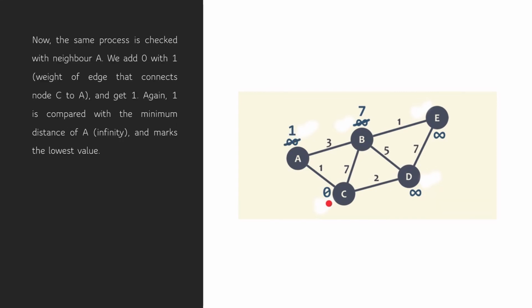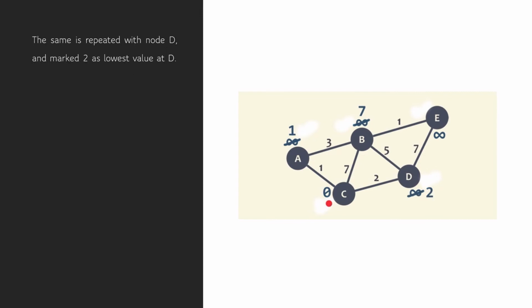Now the same process is done with neighbor A. We add 0 with 1, the weight of the edge that connects node C to A, and get 1. Again, 1 is compared with the minimum distance of A, infinity, and we mark the lowest value. The same is repeated with node D, and we mark 2 as the lowest value at D. Since all the neighbors of node C have been checked, node C is marked as visited with a green check mark.